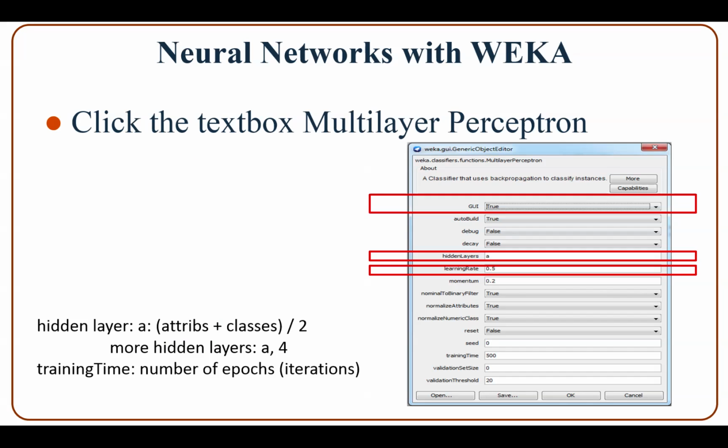and later hidden layers. Normally by default it is A. A means that it is equal to the number of attributes plus the number of classes, divided by 2. But you can also specify how many nodes in the hidden layers you want. You can also specify more than one hidden layer. For example, you specify another hidden layer with 4 nodes, and also specify the learning rate, here it is 0.5.